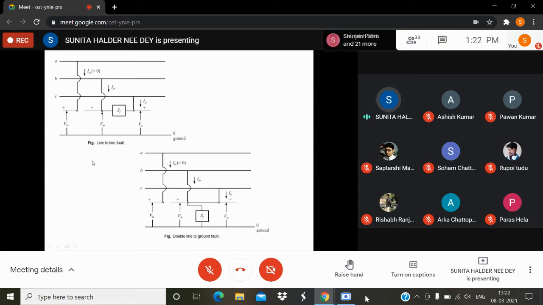Obviously, a balanced fault may be of one type only, but the asymmetrical fault may be of two further types. One is the line to line fault. Here I have shown B phase and C phase shorted through ZF impedance. If you cannot see, then you should tell me. So these two phases are shorted through impedance. Since ZF is very small, maybe 0 also, this is called a line to line fault.